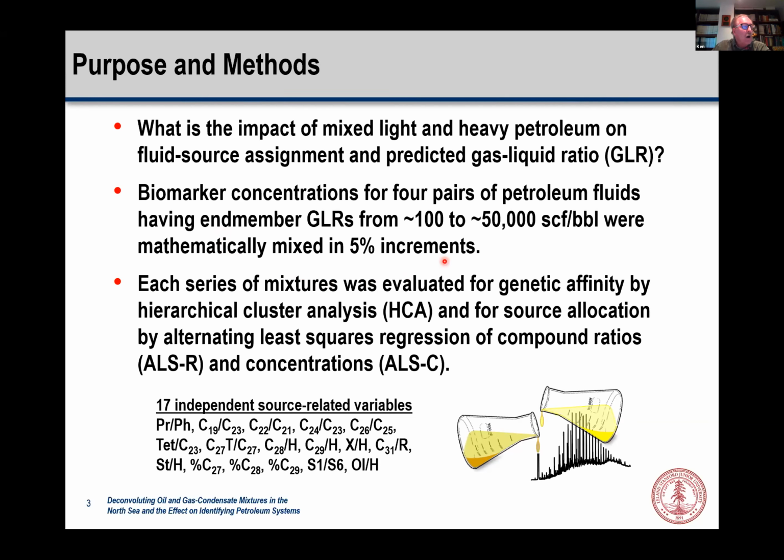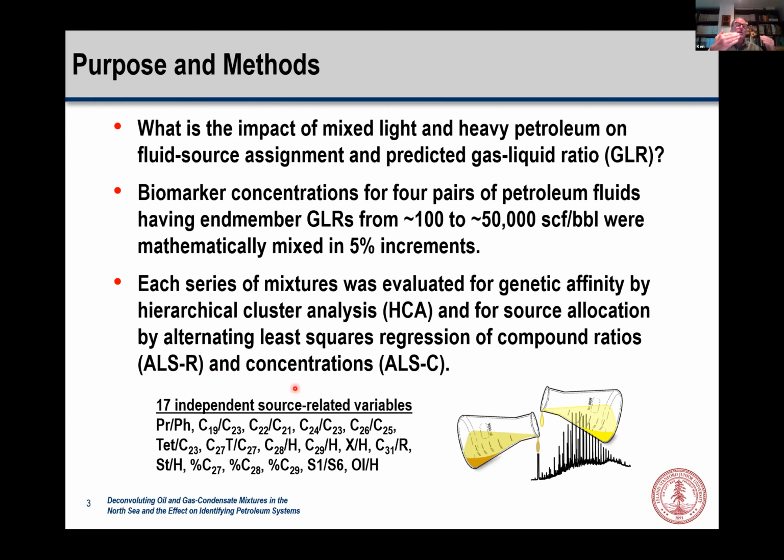And then we went ahead with our chemometrics to see if we could assign genetic families, and we used hierarchical cluster analysis for that, the standard approach using biomarker ratios. That's the traditional approach that's used. And we also used alternating least squares regression, or ALS, and we did that two ways. We did it with ratios, and that's the way most of these papers I'm talking about do their deconvolutions or their allocations. They use ratios. We also did it with concentrations.